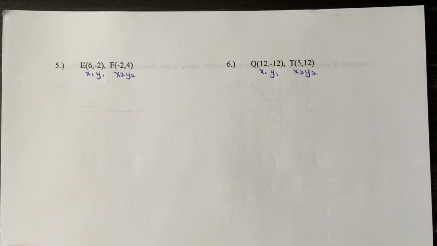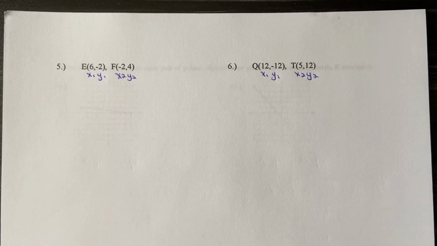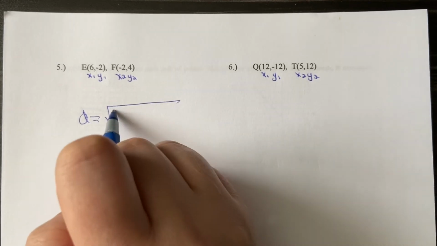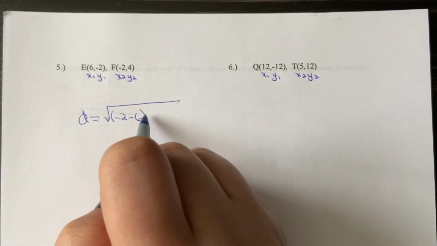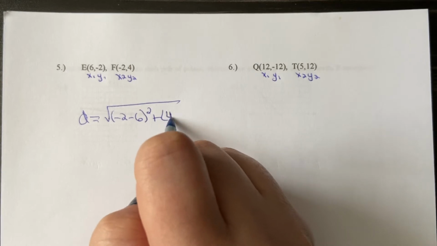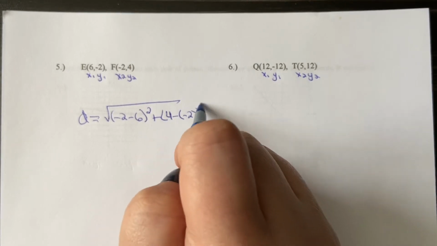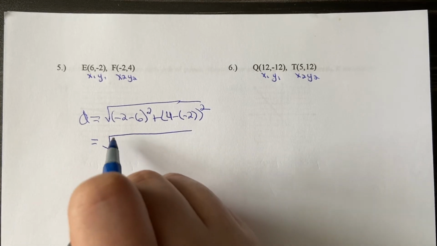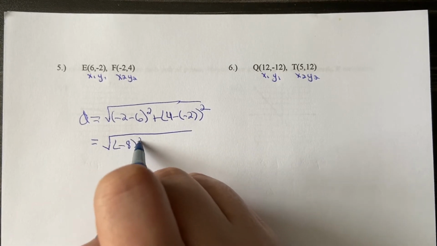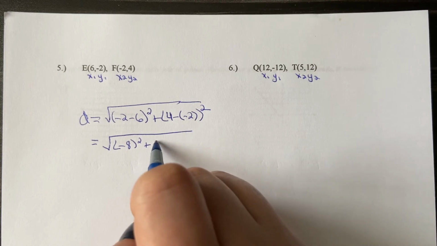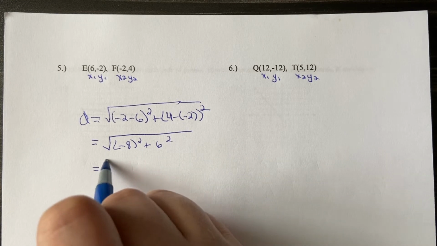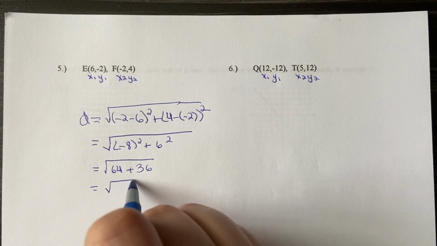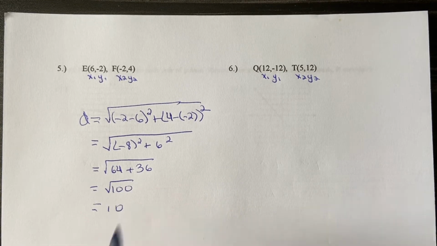Okay. So again, a lot of repetition on this because you guys need a lot of practice with the distance formula. So this one would just be the square root of negative 2 minus 6 squared plus 4 minus a negative 2 squared. So negative 2 minus a negative 6 is negative 8. 4 plus 2 is 6. So this is the square root of 64 plus 36, or the square root of 100, or 10.